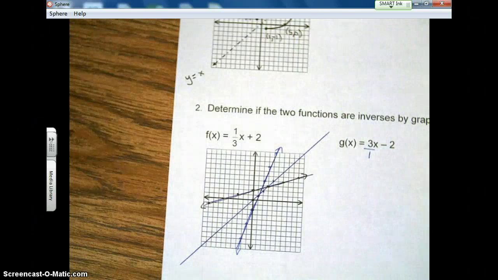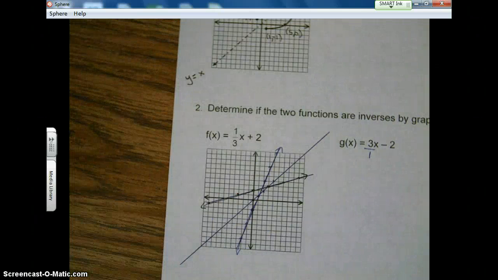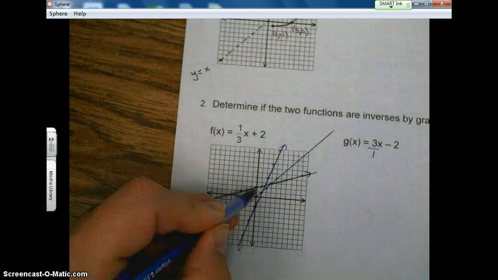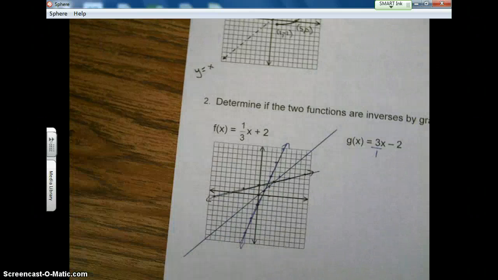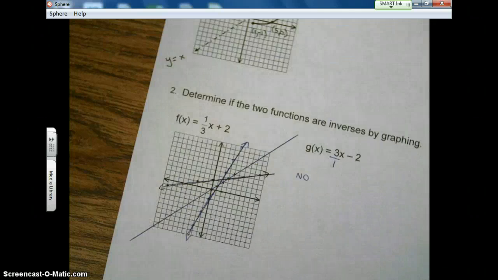Do they look like that's the line of symmetry for those two lines? They do not. And if you notice, this point here is (0, 2). The inverse would be (2, 0), which would be right here. And the other line does not go through that point. So these are not inverses. No.